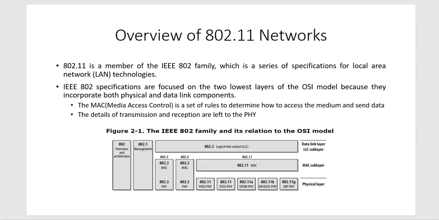Now, coming to the overview of 802.11 networks. This 802.11 is a member of the IEEE 802 family. Okay? IEEE is an organizing body. So this IEEE 802 family is nothing but a series of specifications for local area network, that is LAN, technology. Okay.